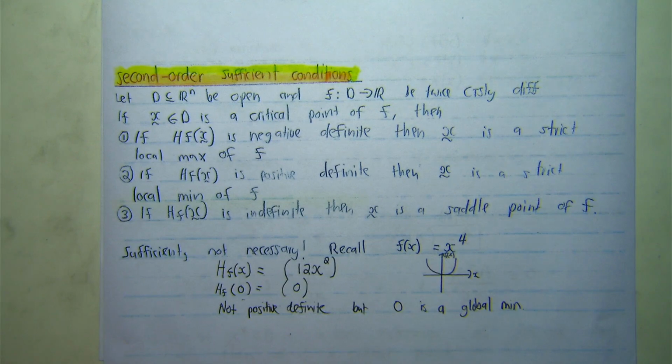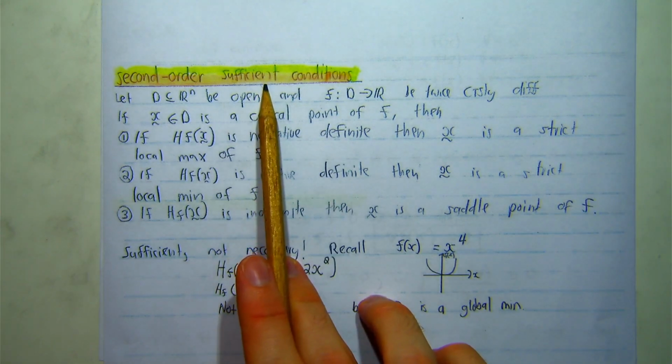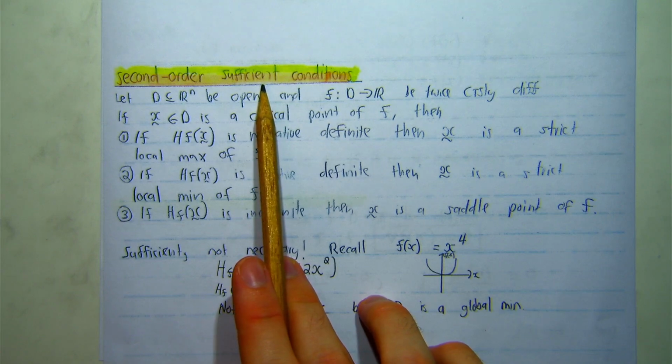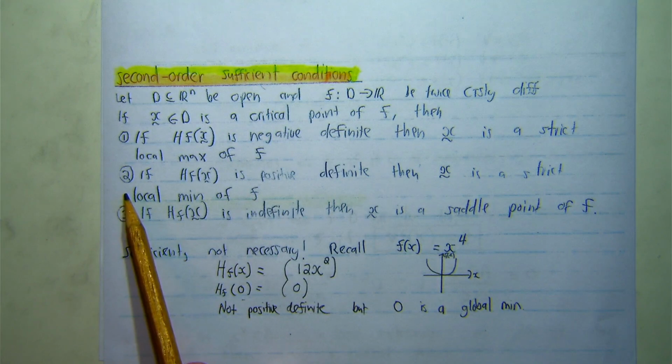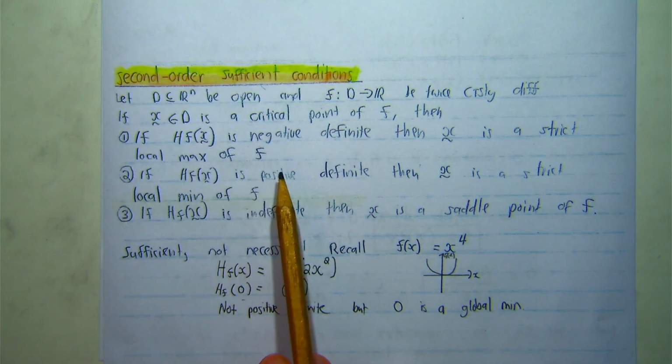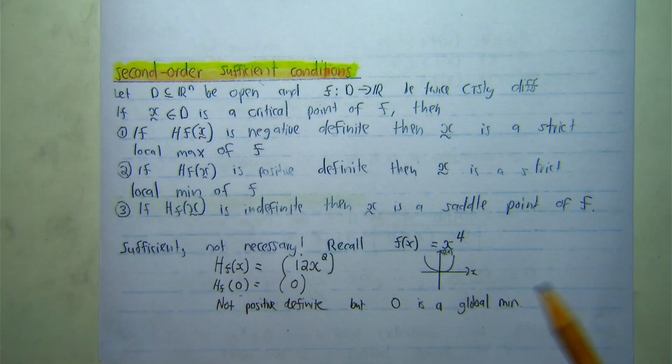Okay, and I just want to reiterate that these are sufficient conditions. You can have maxima or minima that occur without this happening as well. And just because it is not positive definite doesn't mean that it's not a strict local minima of f. That's not enough for us to conclude that it's not a strict local minimum of f.